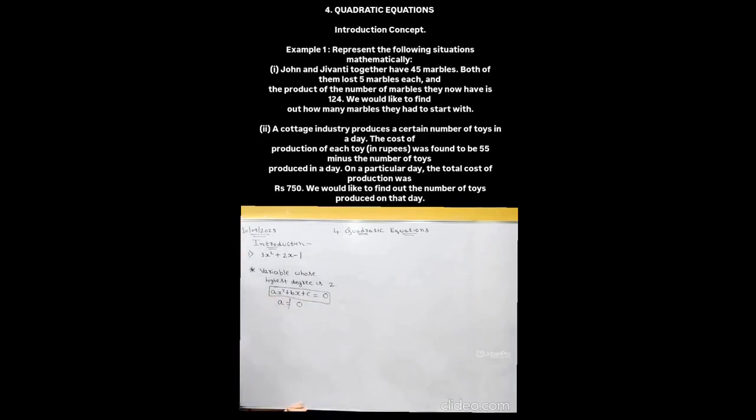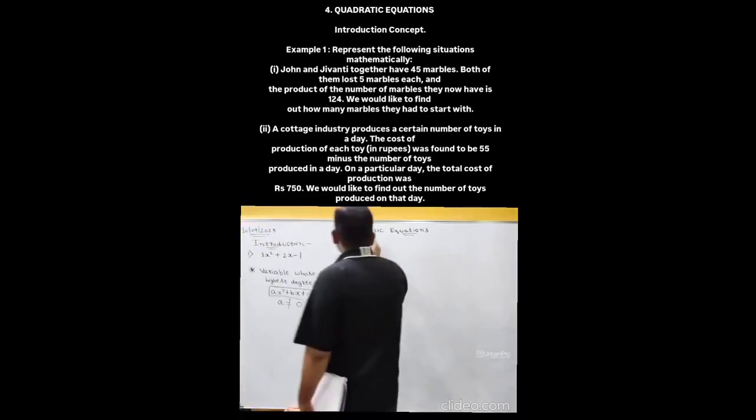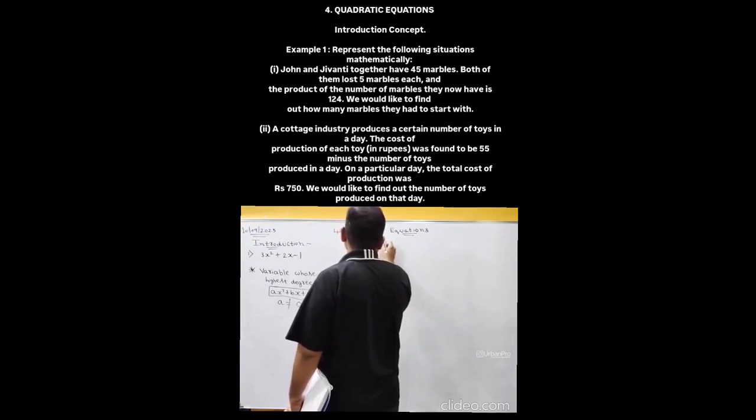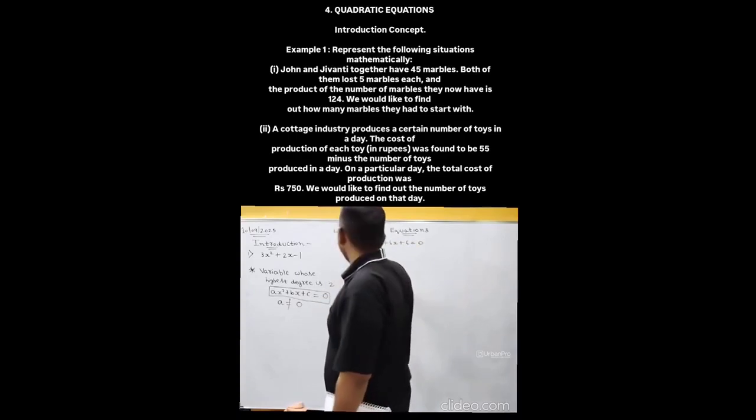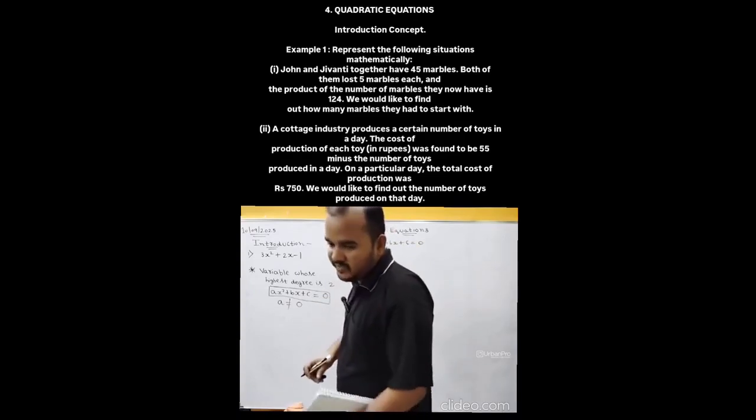Understood? A quadratic equation is an equation in which the variable's highest degree is 2. The general form of a quadratic equation is ax square plus bx plus c, and a should not be equal to 0. Understood? Next, how to write the coefficients? We know the general form is ax square plus bx plus c is equal to 0. Let us take a few examples and write the coefficients.